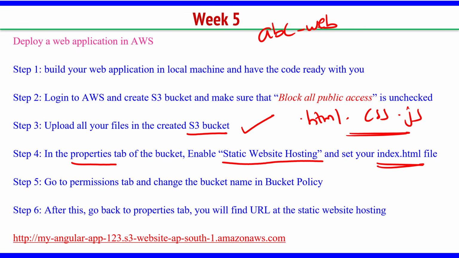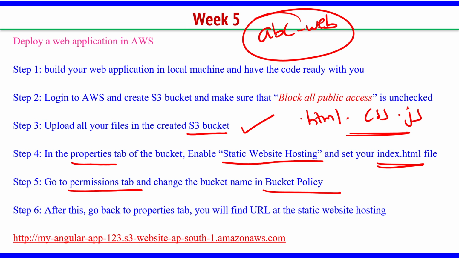After that, go to the permissions tab of that same bucket and change the bucket name in the bucket policy. If you click on the permissions tab, you will see the bucket policy, which shows some JSON code. In that, you have to make sure that the bucket name you have created is added in this bucket policy. Then go back to the properties tab, and you will find the URL at the static website hosting.